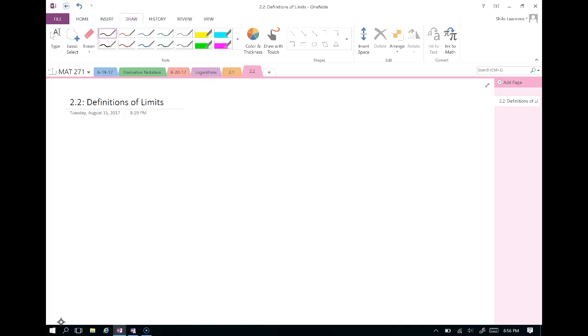So just kind of an informal definition. Math definitions sometimes are kind of tricky to read, so I'm also going to have a little graph to go along with this, hopefully to explain it a little bit better. So let's say we have some function f of x.